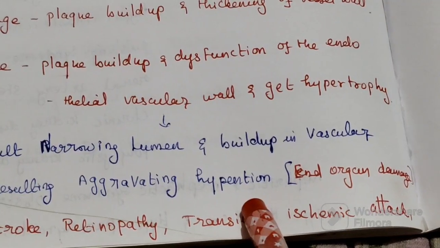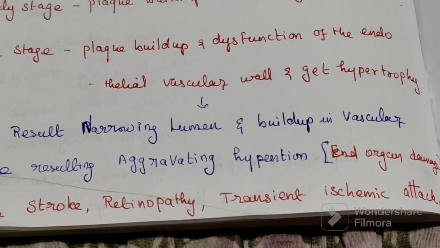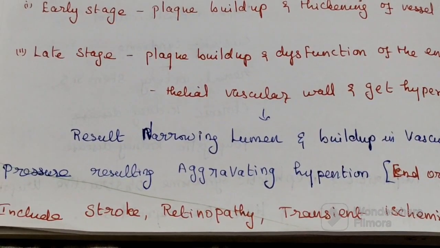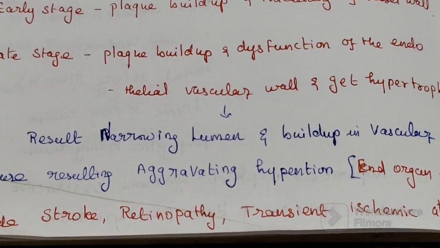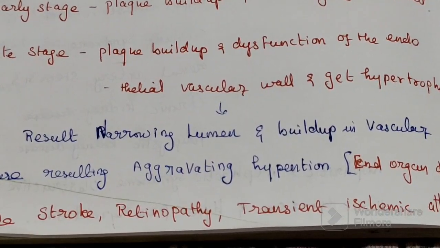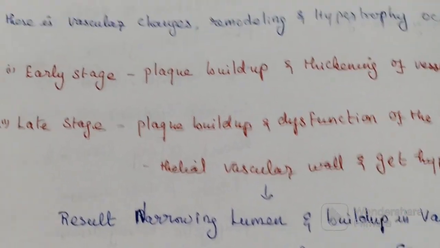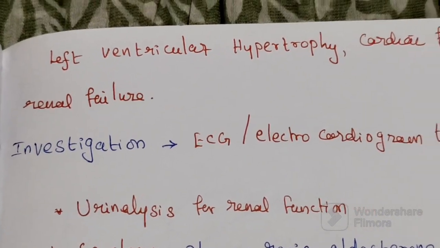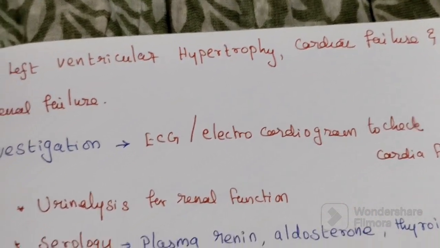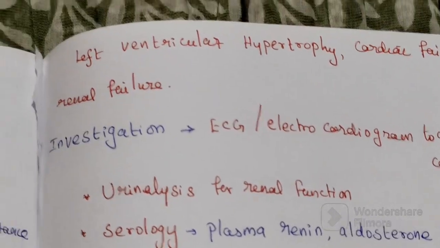So it leads to end organ damage, including stroke, retinopathy, transient ischemic attack, then left ventricular hypertrophy, cardiac failure and renal failure.